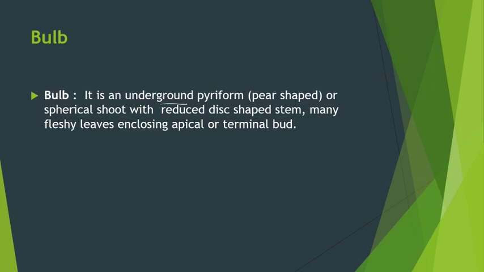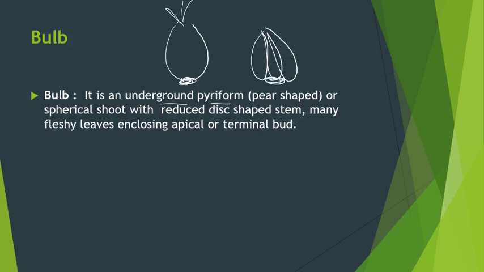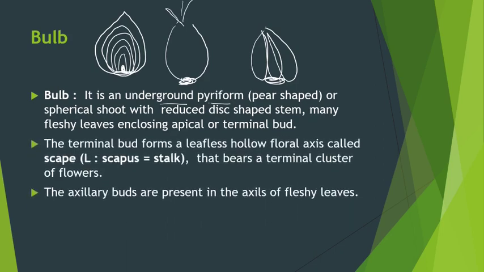Bulb is an underground stem. It is pyriform, pear shaped. Examples are onion, which is pear shaped. Here there is a discoid stem present. Even garlic shows such a reduced disc-shaped stem, and many fleshy leaves are arising. On this disc stem there is an apical bud, and surrounding the apical bud, concentrically arranged fleshy leaves are present in case of onion, and this onion is covered by a protective tunic. Therefore onion is an example of tunicated bulb.